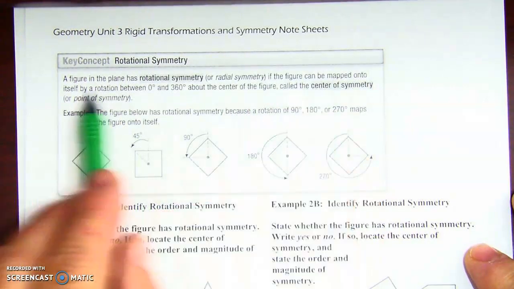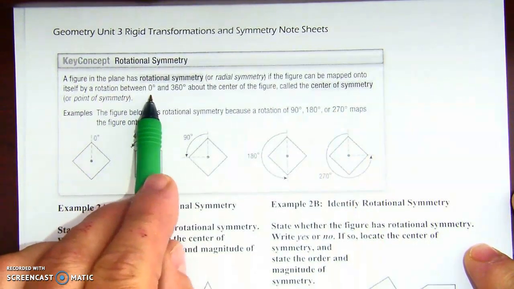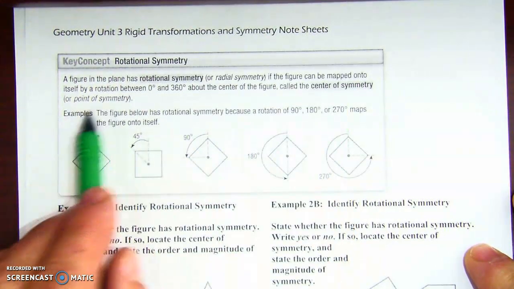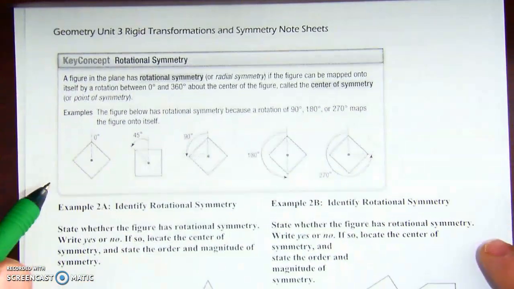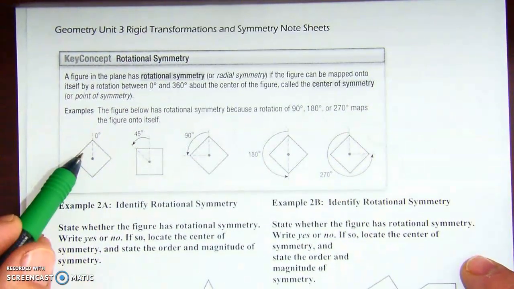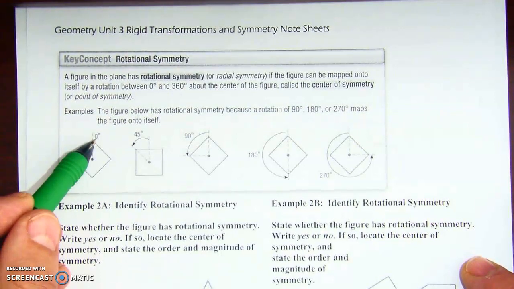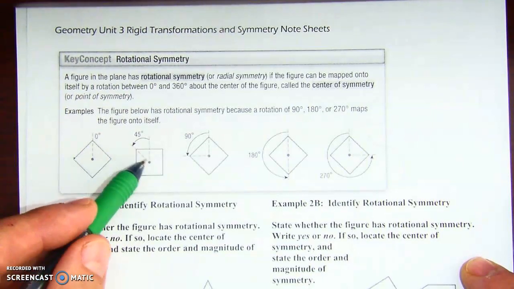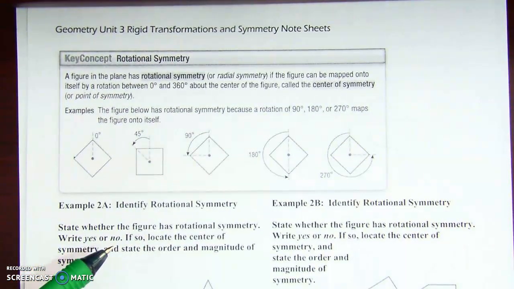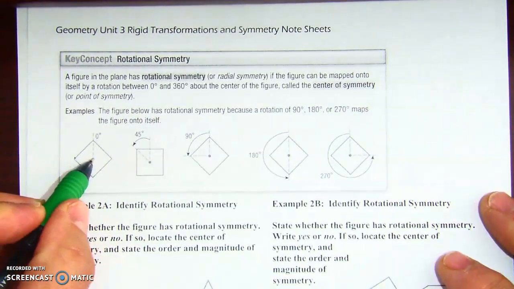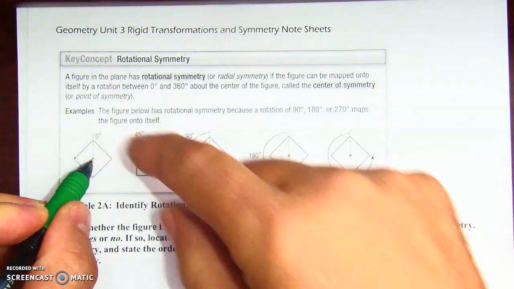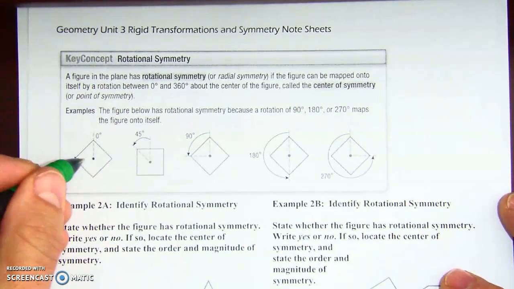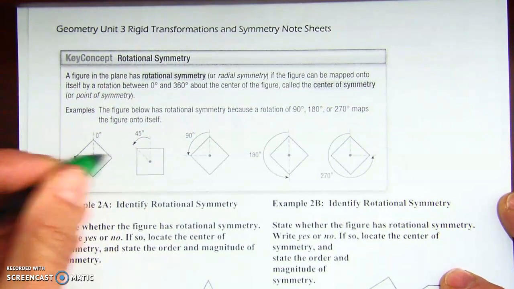If the figure can be mapped onto itself by rotating it between 0 and 360 degrees about the center of the figure, called the center of symmetry, or a point of symmetry, then we can rotate it. So here's our example. We have a diamond, which is a square, and we're at 0 degrees. If we were to rotate it to the next vertex, which is this one here, will it map onto itself? If I were to put my finger or a pin on this and spin it, it has to match exactly the way it looks if I were to rotate it all the way over to here, okay?